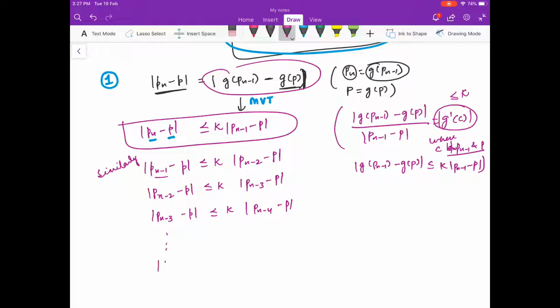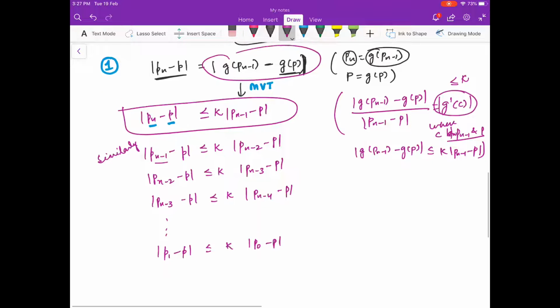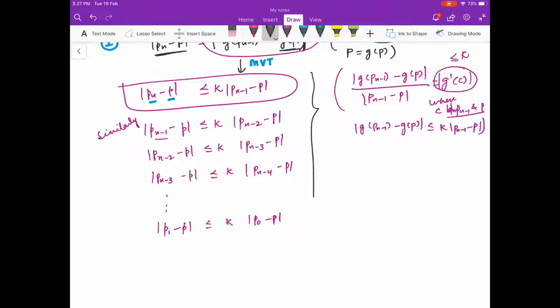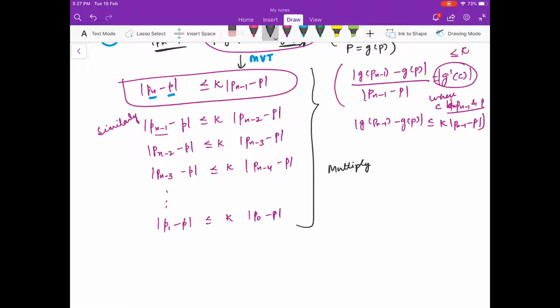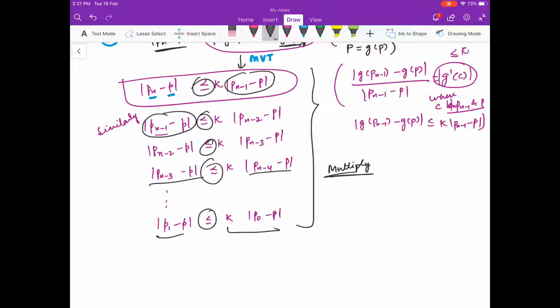So ultimately you will have |P1 − P| ≤ K|P0 − P|. So what you can do, you can multiply all these. Multiply them, you will get, see, this term and this term same. You can multiply, and these are inequalities, but everything involved is positive. Left hand side is positive, right hand side positive. So there is no problem in multiplication, for one thing.